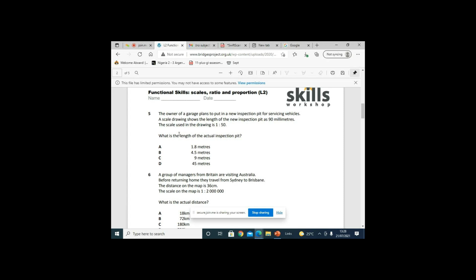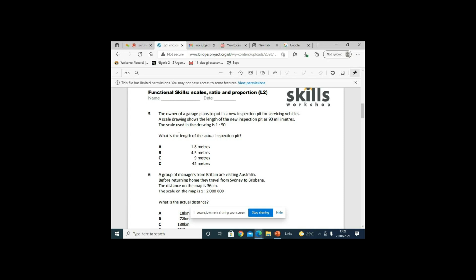Are you struggling with it? No. Okay. So for example, now you have to convert 90 millimeters to centimeters first. That's going to be 9 centimeters, because 10 millimeters makes 1 centimeter.